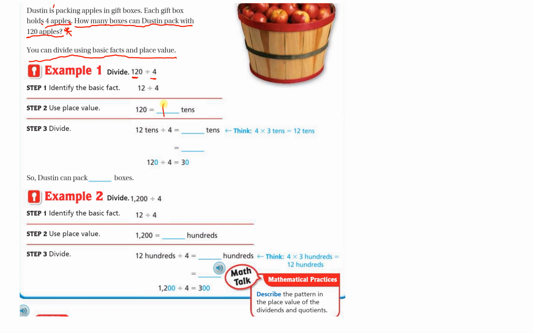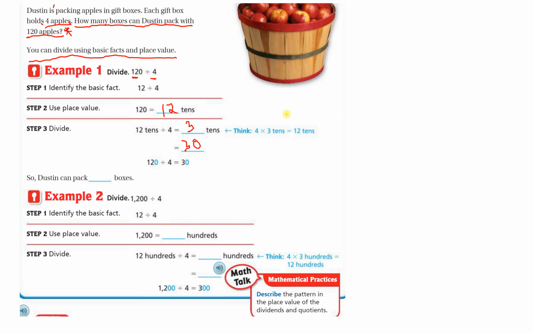120 is the same thing as 12 tens. So now I'm dividing 12 tens by 4, and I get 3 tens. 12 divided by 4 is 3, but again, it's 3 tens, so we have to add our 0.